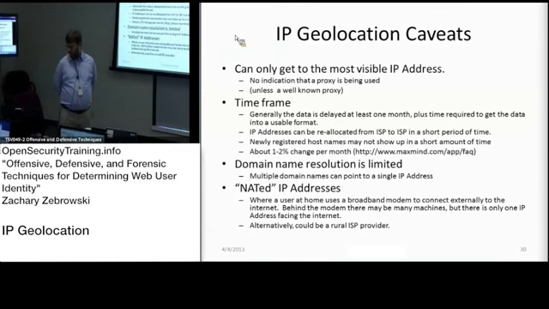There is a 1% to 2% change per month as well. So given the large number of IP addresses on the internet, they are changing slowly over time as well. Domain name resolution is limited. Basically, they try to look at, for an IP address, what's the domain name associated with that, and that would generally be an AOL.com, MITRE.org.